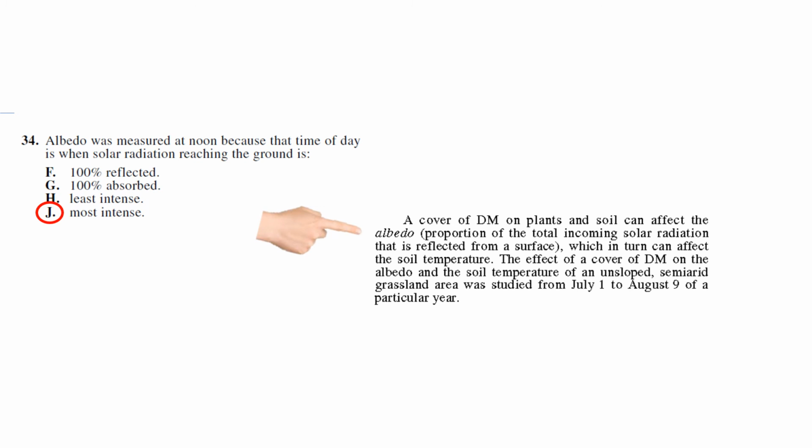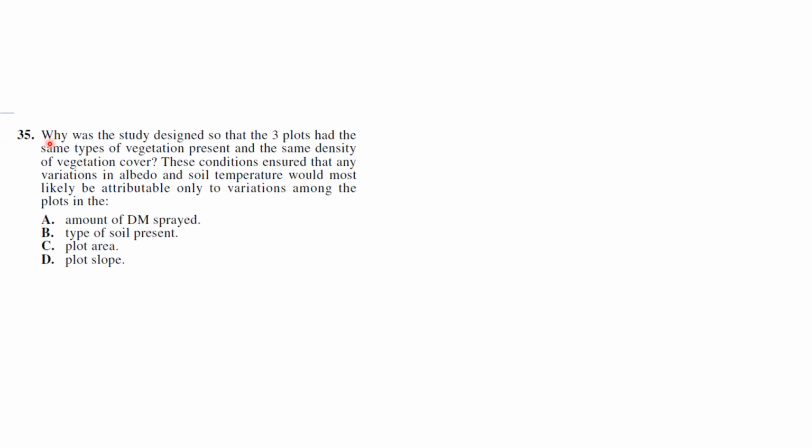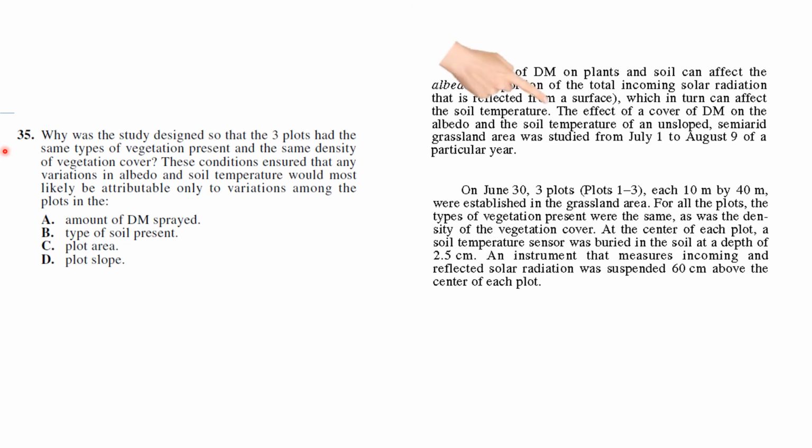So that's a science reasoning question. Why was the study designed? So an if, suppose, why question. So that the three plots had the same types of vegetation present and the same density of vegetation cover. These conditions ensured that any variations in albedo and soil temperature would most likely be attributed only to variations among the plots in the... So this is a science reasoning question as well about the process. And it says in the second paragraph, the effect of the cover of DM was studied. So that's what they're studying, is the effect of DM. So they don't want it to be attributed to anything else. So it has to be A.